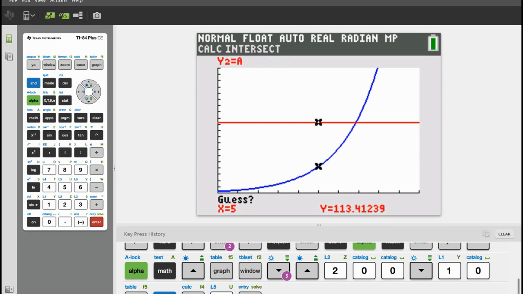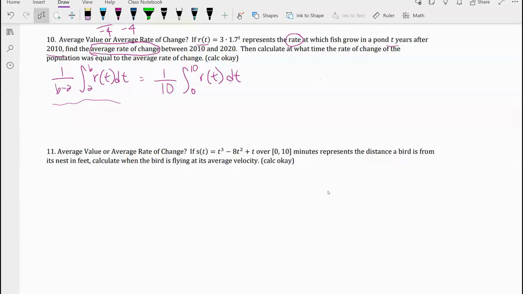5, enter, guess. That's close enough. All right, and their point of intersection was at t equals 6.8455. The average rate of change was 113.412. Again, not the rate of change of the function that I'm given. The function I was given was rate of change. So the average was 113.412. That's a rate, and it's fish per year.